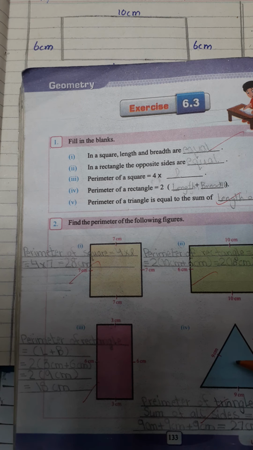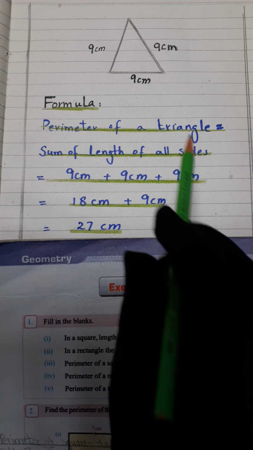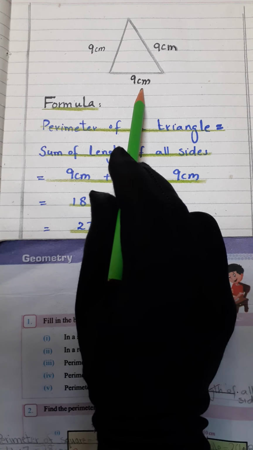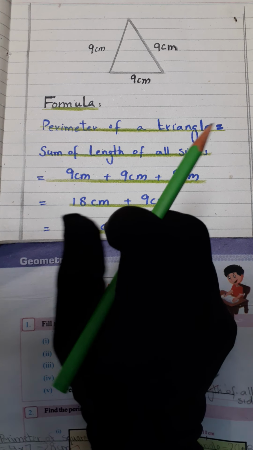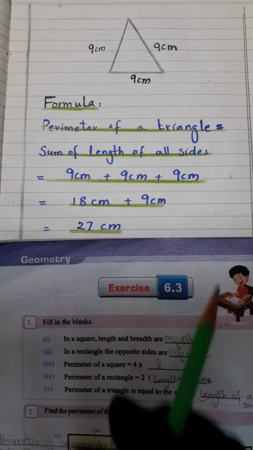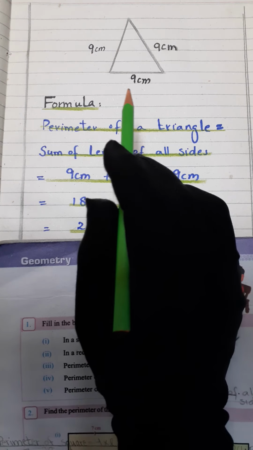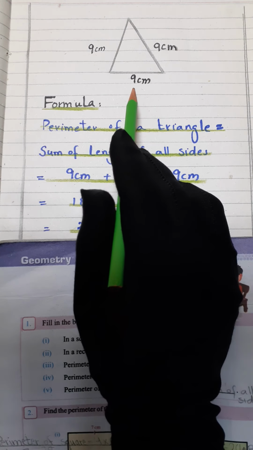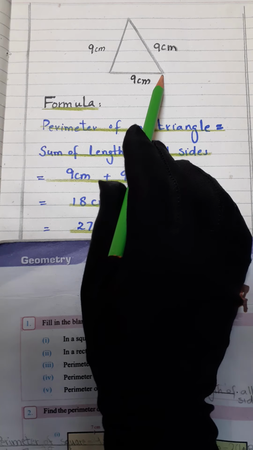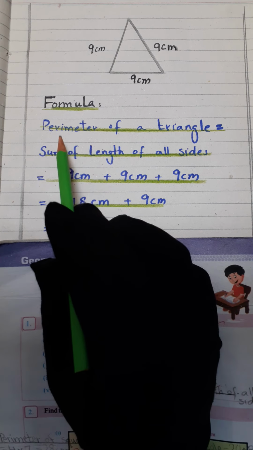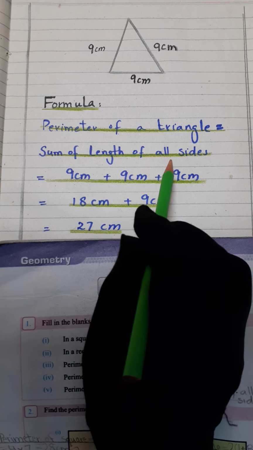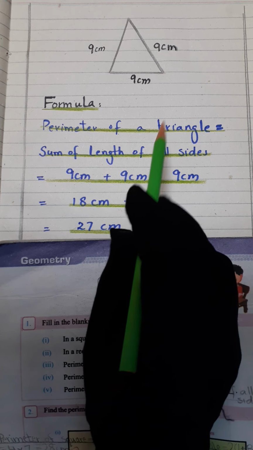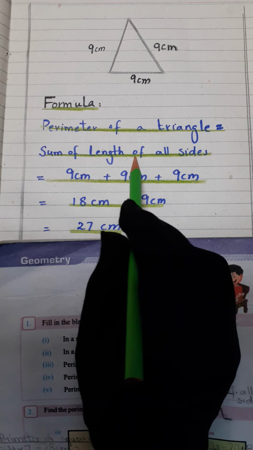But for part number 4, you look at the notebook. Okay, look, this is the triangle shape. Fourth part of your homework. Okay, for this question, you first draw this shape, the triangle shape, and write its values. Okay, then you write the perimeter of a triangle is equal to the sum of the lengths of all sides. Sum of the lengths of all sides.